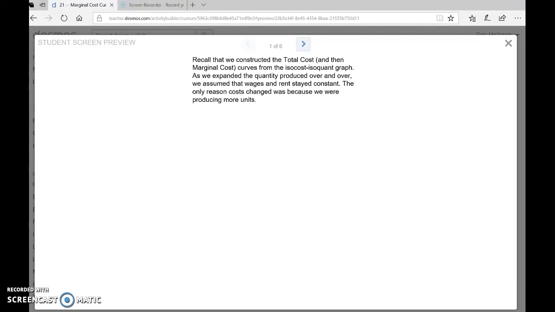Hey everybody, welcome back. Today we are going to be talking about how marginal cost curves can shift around. This is going to be really similar to what we talked about when we looked at demand functions and how demand functions can shift around in the consumer unit.